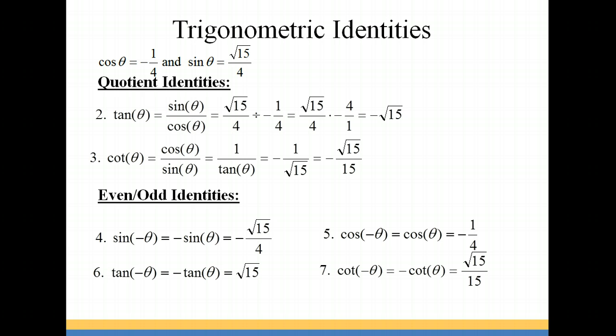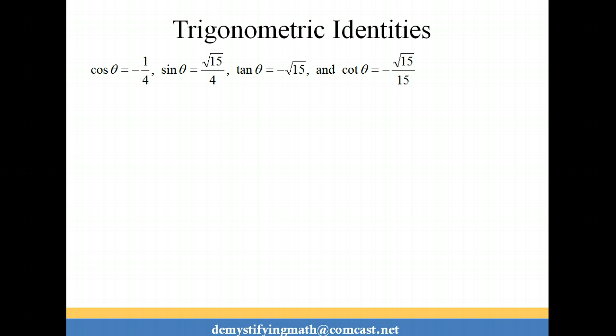The cotan of the negative of the angle is equal to the negative of the cotan of the angle. Remember, the reciprocal functions do the same thing as the original functions. So we get square root of 15/15. Okay, so we found these 4 items, and we're going to use those to help us find more things.